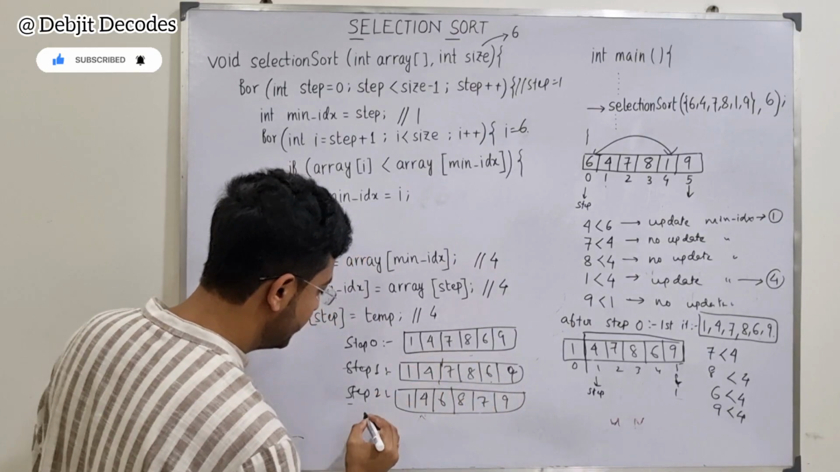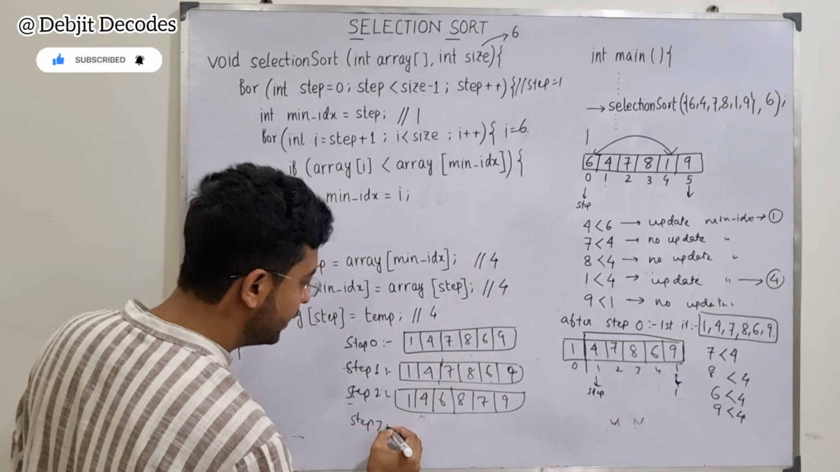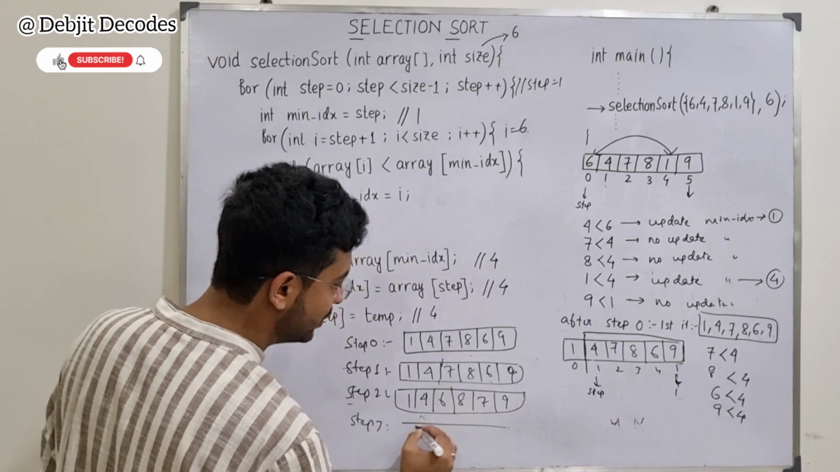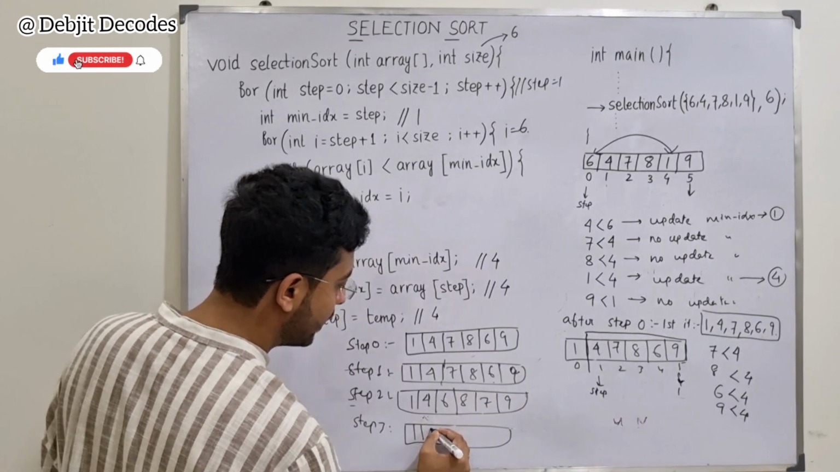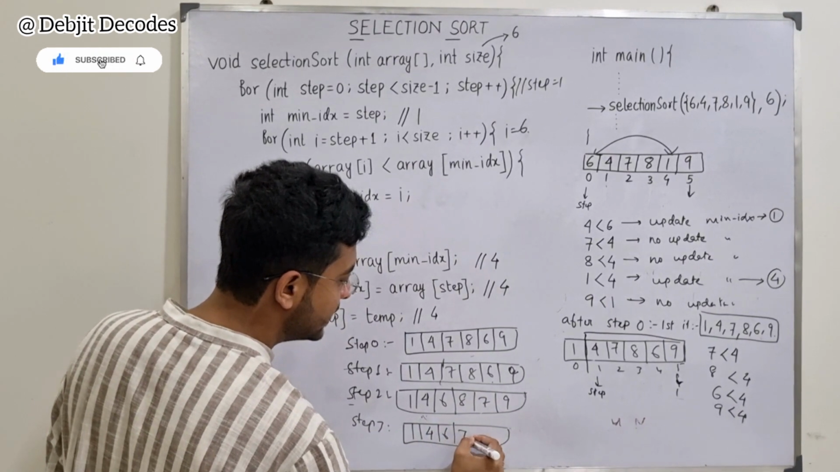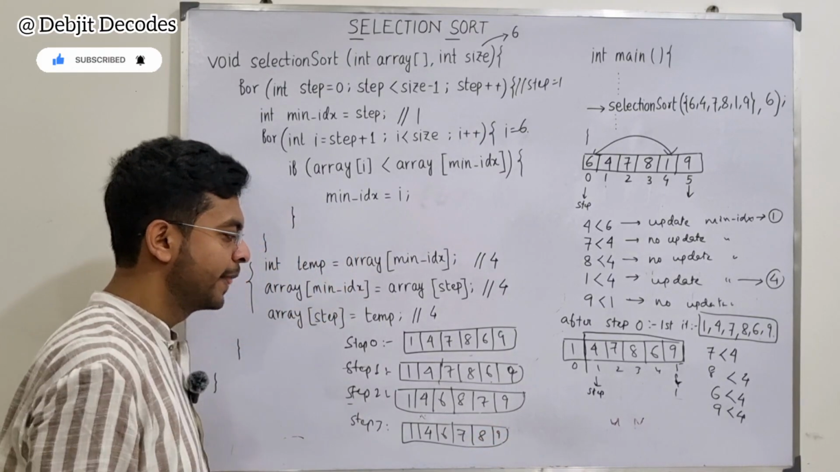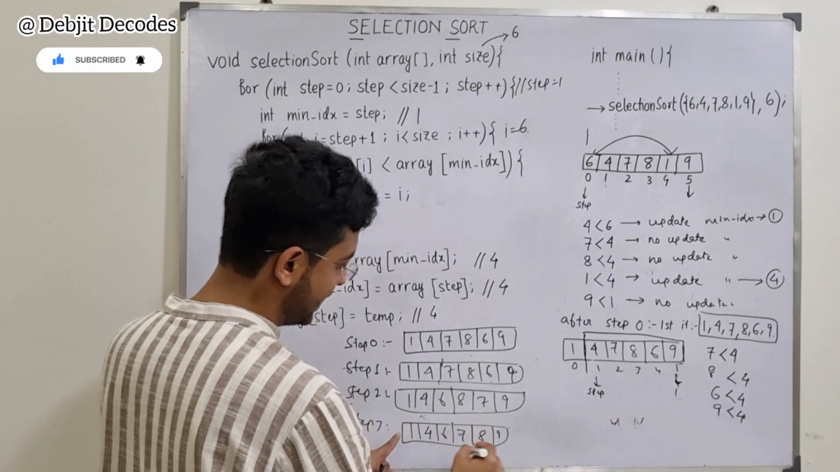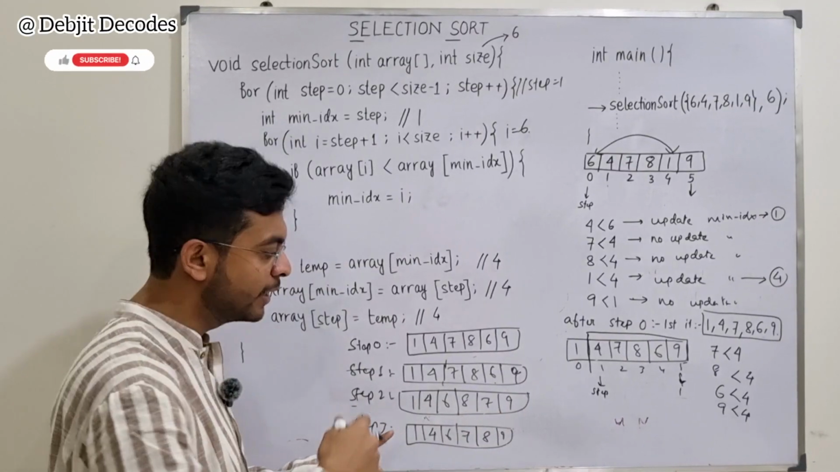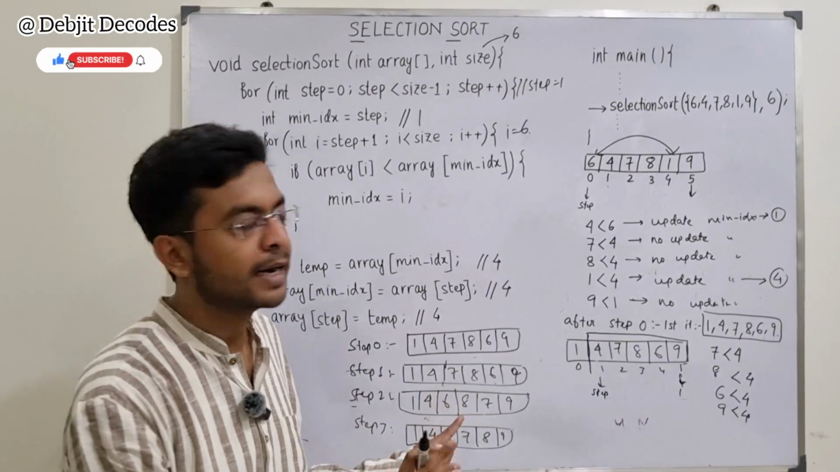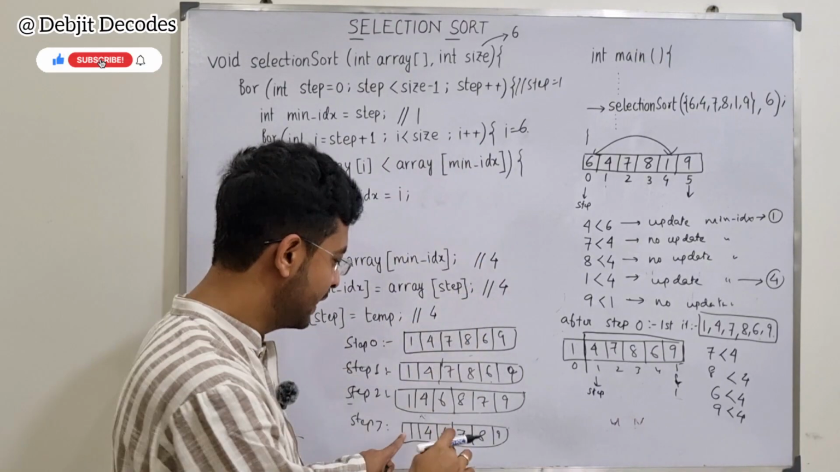Then after step 3, it will be checking for this one and saying 7 is the smallest, and it will swap with this one. So it will be 1, 4, 6, 7, 8, 9. After that, again it will remain the same because you can see it is already sorted. Then it will run one more time, checking these two and saying okay, it is in the correct position, this will never be executed and this will remain.